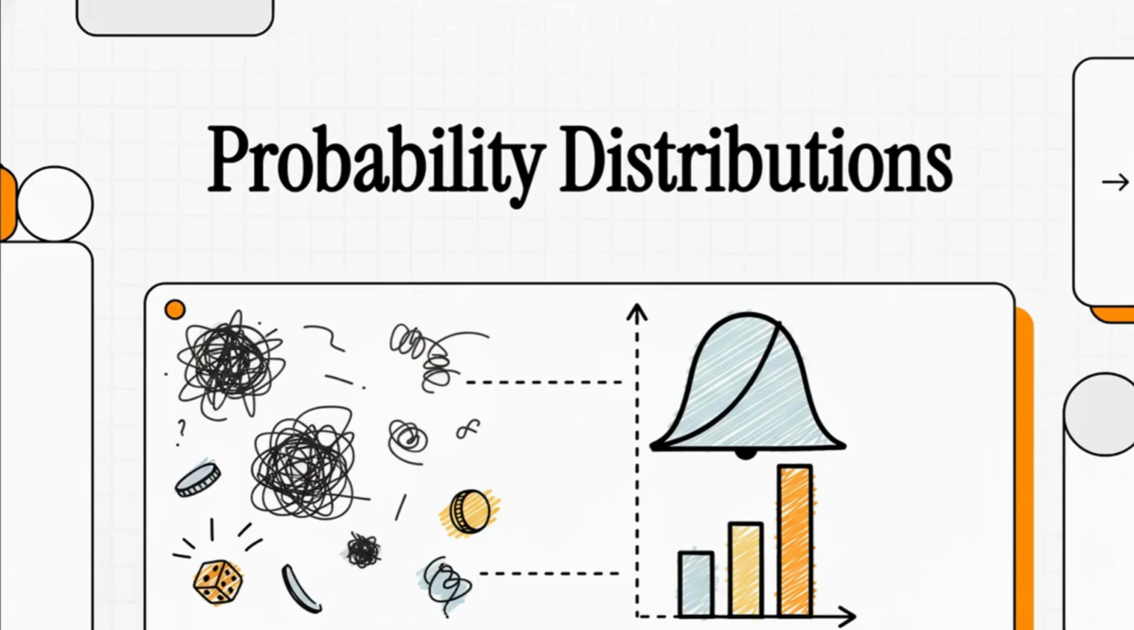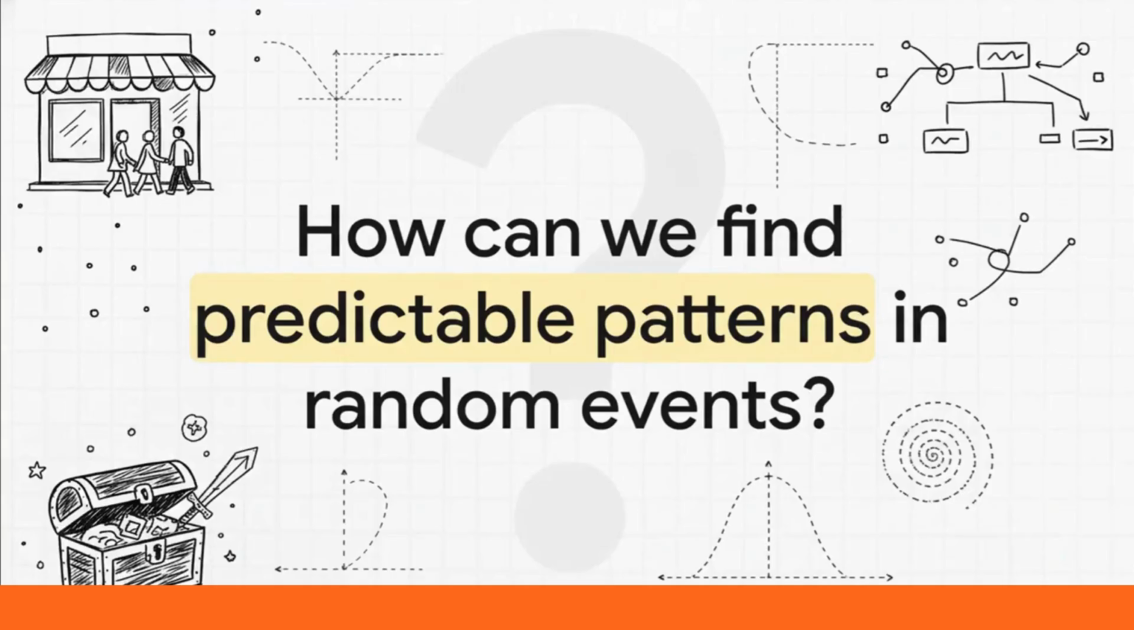All right, welcome back. Today we're jumping into something that's literally all around us, but it often feels like total chaos, and that's randomness. We're going to explore this incredible mathematical tool that actually helps us find predictable patterns inside all that chaos. We're talking about probability distributions. So, how in the world can we make sense of things that seem to have absolutely no rhyme or reason?